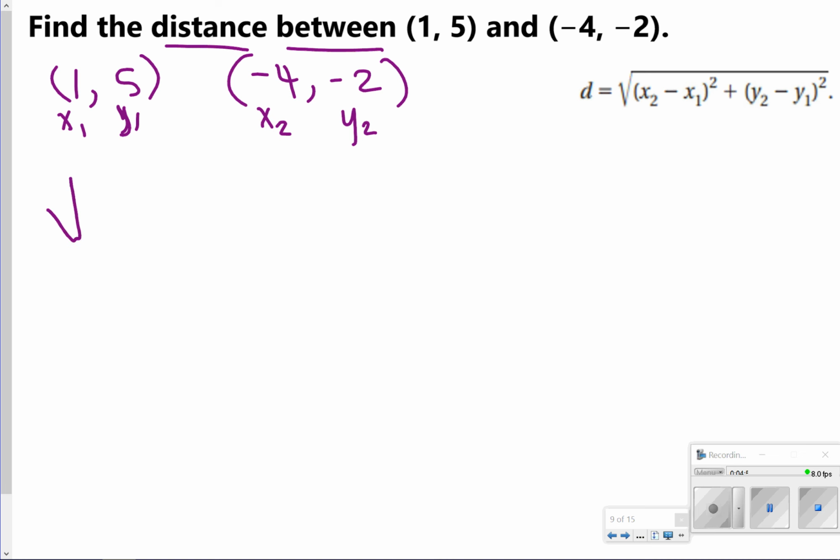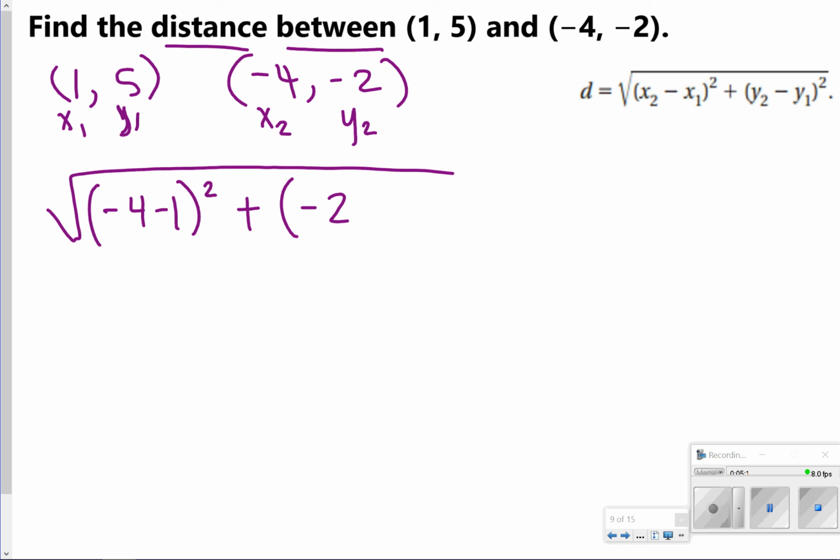Then I'm going to take the distance formula and plug in my values. It says for the distance, x2 minus x1. So that's negative 4 minus 1 squared plus y2 minus y1. So that'd be negative 2 minus 5 squared. Okay? I do know that negative 4 minus 1 is actually negative 4 plus negative 1. So that's going to be negative 5 squared.